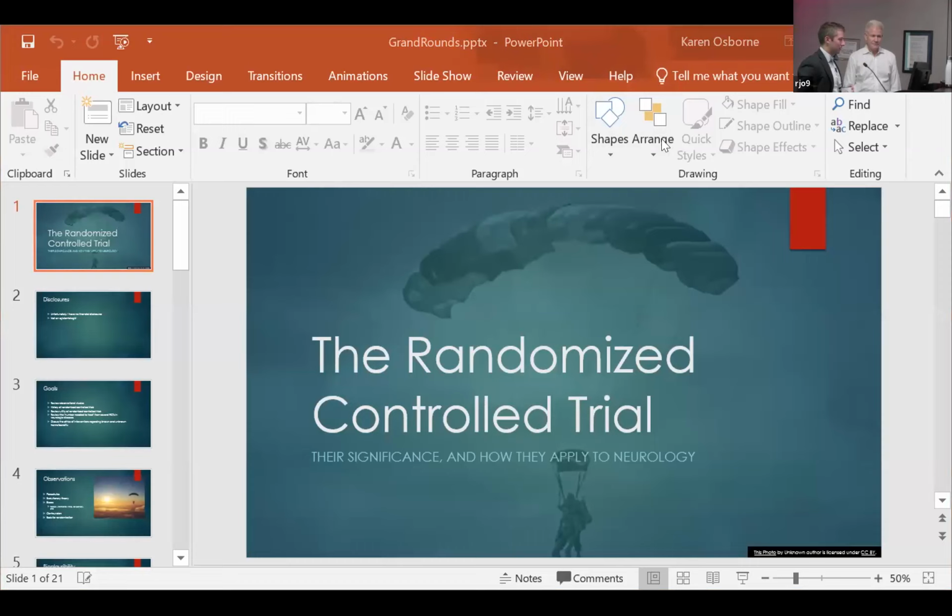Yeah. The talk was getting bigger and bigger, but I think Cochrane does a good job if people are interested in class of evidence. They do a good job of laying that out too.